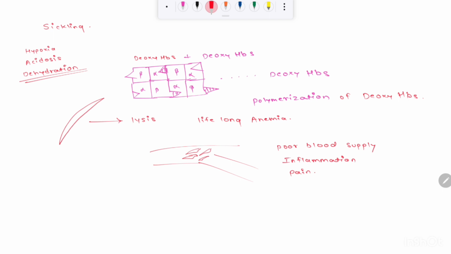And there will be increased susceptibility to infection, and individuals with sickle cell anemia die before they reach adulthood. So the lifespan is very small, less than 20 years. During this condition of hypoxia, acidosis, and dehydration, there is sickling, that is due to polymerization of deoxy-HbS. So if this HbS is maintained in oxygenated form, the sickling can be prevented.